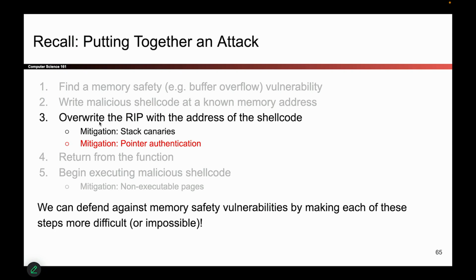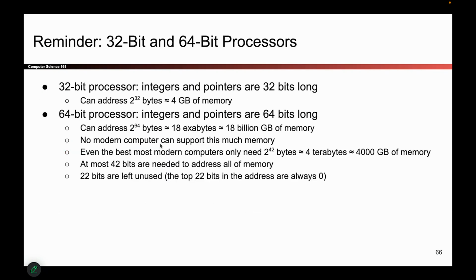So what we'll do is we're still going to stop the attacker from overwriting the RIP, but we're going to do so using something even more clever called pointer authentication. We're going to take advantage of the fact that modern systems are usually 64-bit systems. So let's take a step back and remind ourselves what that means.